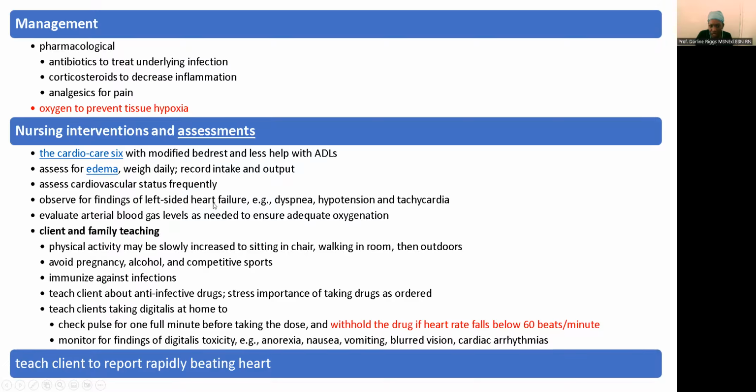So we're listening to the lungs. We don't want to see blood-tinged sputum. We don't want to see them out of breath because this could lead to right or left-sided heart failure. So you're watching for that. Lots of teaching. We're always holding drugs if the heart rate's less than 60. So this is repetition stuff we've already gone over.